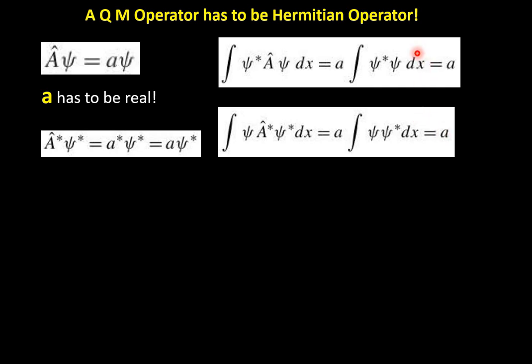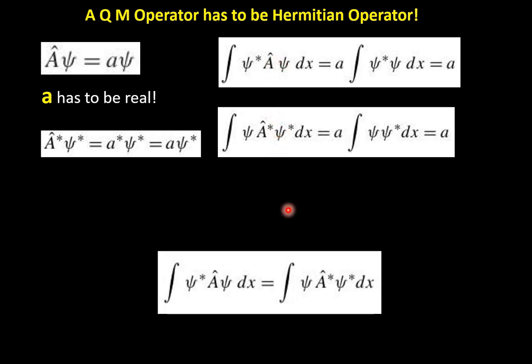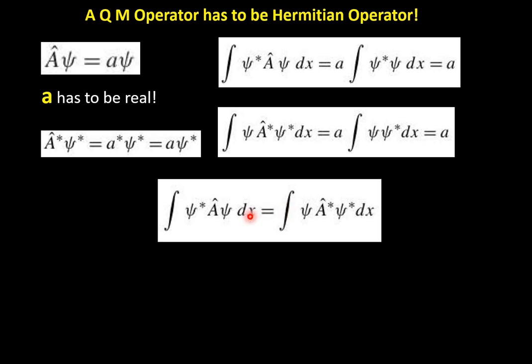So from 1 and 2 we see that the result is finally both a, so the left hand sides must be equal. That means the left hand side of this equation is equal to the left hand side of that equation. So we can write that the integral of psi star A psi is equal to the integral of psi A star psi star. This equality we are getting by imposing the condition that a has to be real, or in other words, if a is real, then this condition follows.